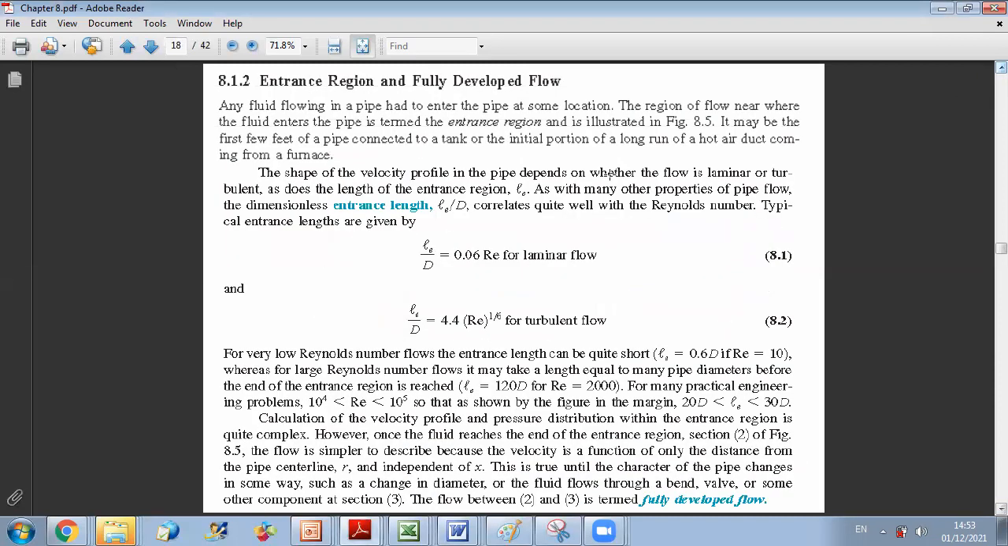What you should know is that this entrance region, which is a transient region, depends on whether the flow is laminar or turbulent. So L entrance over D is 0.06 Reynolds for laminar flow, while it is 4.4 Reynolds to the power 1/6 for turbulent flow. And you can check that the length of entrance is much smaller in case of turbulent flows.